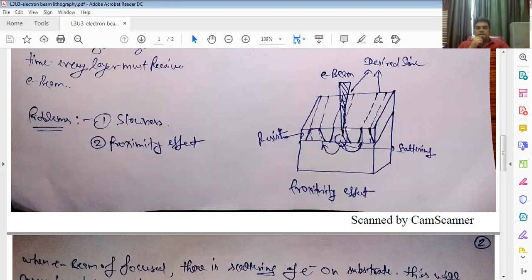Due to this, there will be some sort of distortion on the resist that you can see by solid lines. The desired line was this, but actually due to the scattering of electrons, we are getting this type of deposition onto the substrate. So this problem is known as proximity effect.